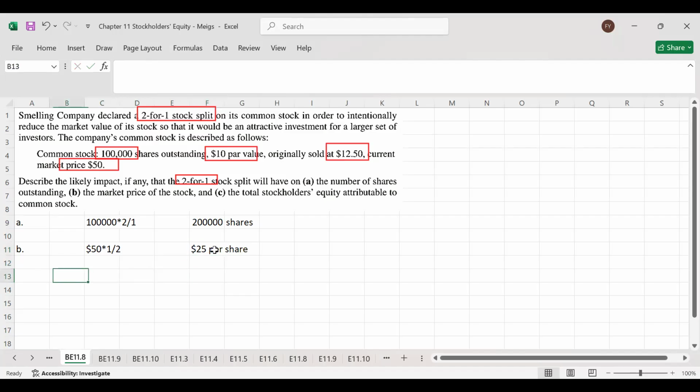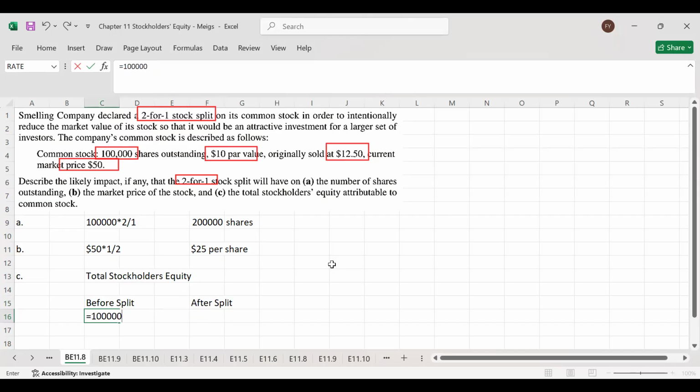And the third one, part C, its impact on total stockholder equity. As I have mentioned earlier, there will not be any impact on total stockholder equity. So here you can compare it before split and after split.